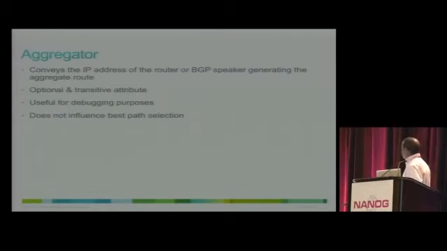Aggregator. It's possible that you can configure a router to aggregate a set of prefixes and inject an aggregate for those prefixes. You can inject both the aggregate and the specific routes, or you can inject only the aggregate. When you do that, the router that aggregates those prefixes is also added as an aggregator. This is not used for routing decisions, but it is helpful for debugging. So it's mostly informational instead of influencing routing decisions.